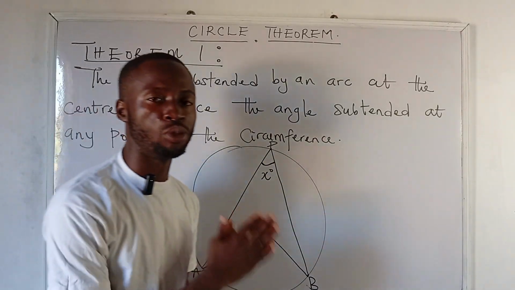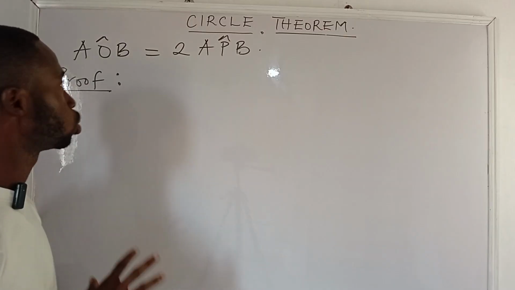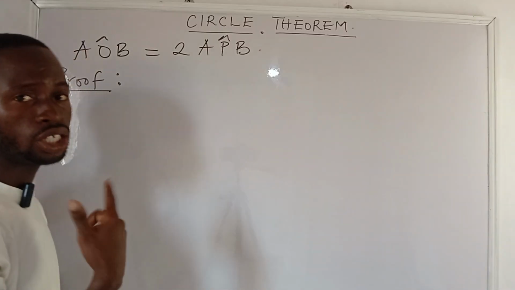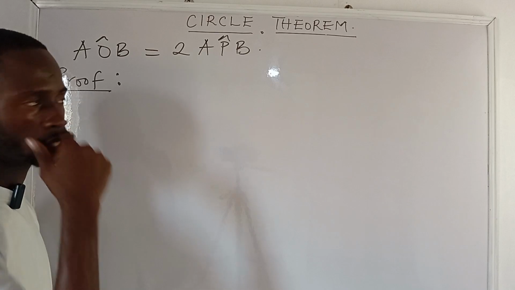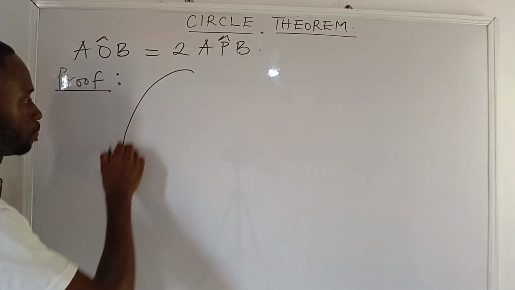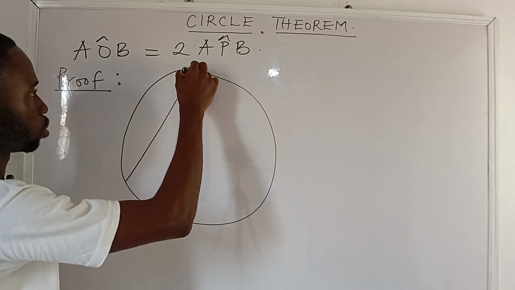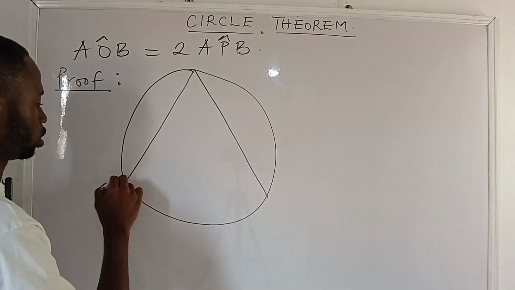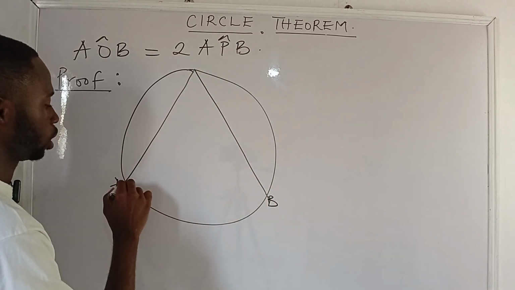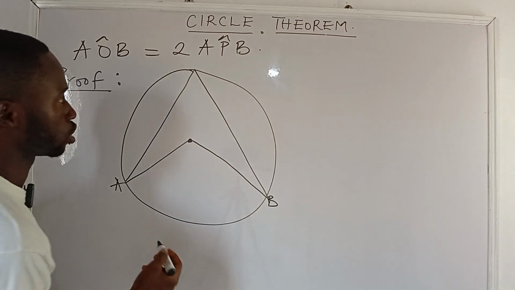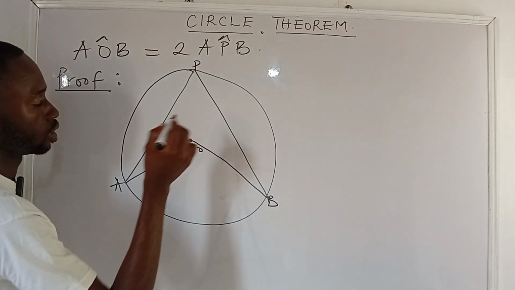So let us prove theorem 1 on the board. Now we want to show that AOB equals 2 times APB, that is, the angle at the center is 2 times the one at any part of the circumference. To do that, let's have our circle back. Now, let the arc AB subtend an angle at the circumference, and as well subtend another angle at the center O. Let it be P, and let it be center O.